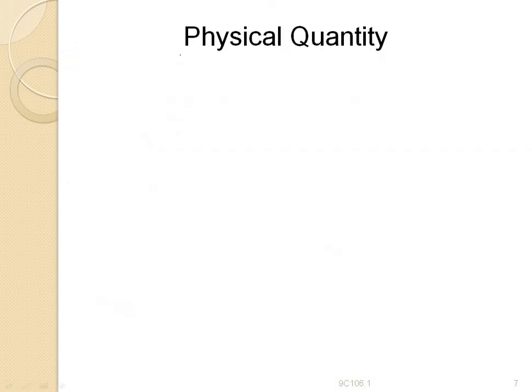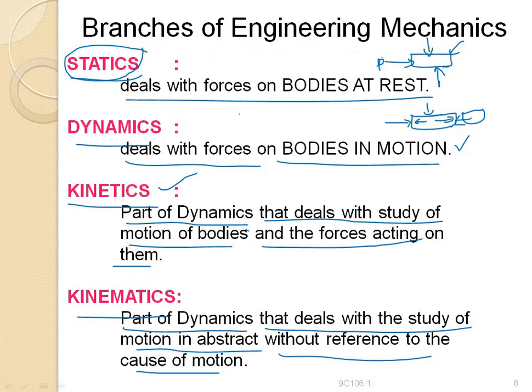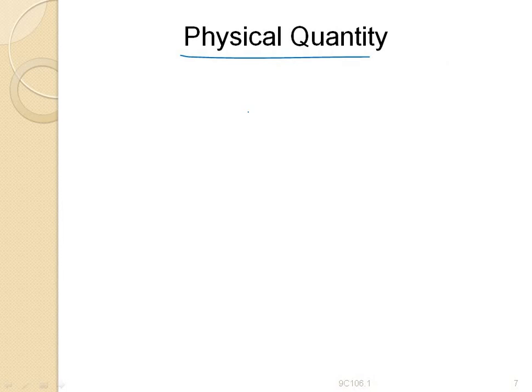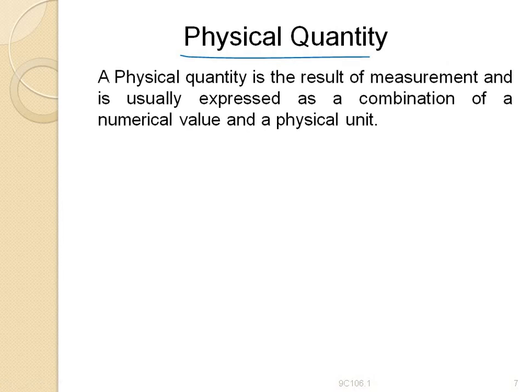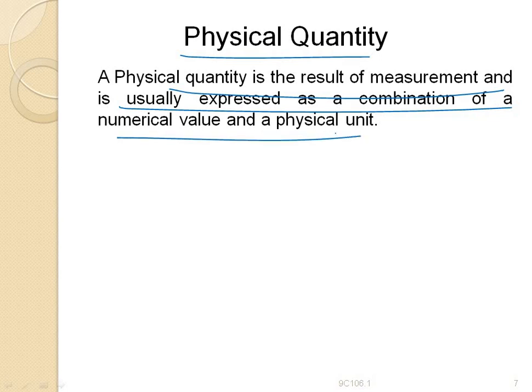So next, what is a physical quantity? You remember the definitions, these are very important: statics, dynamics, kinetics and kinematics. Okay, so let us see the physical quantity. A physical quantity is the result of measurement and is usually expressed as a combination of a numerical value and a physical unit.